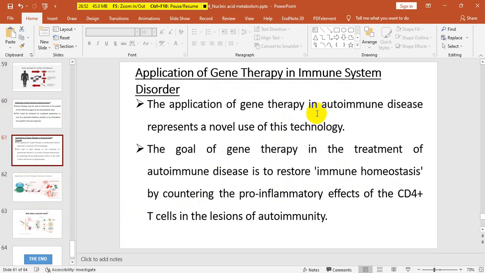The application of gene therapy in autoimmune diseases represents a novel use of this technology. When you say autoimmune disease, the body is producing antibodies or cytotoxic T lymphocytes to fight against its own cells. An example is rheumatoid arthritis and the rest. The body will produce antibodies and cytotoxic T lymphocytes to go and fight its own body cells.